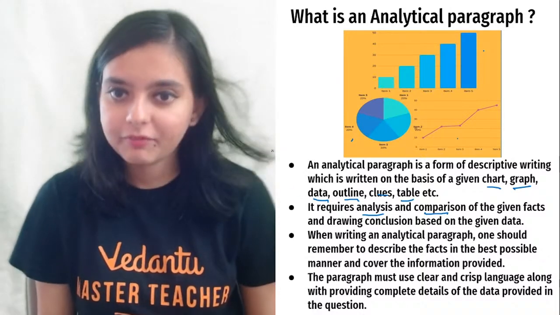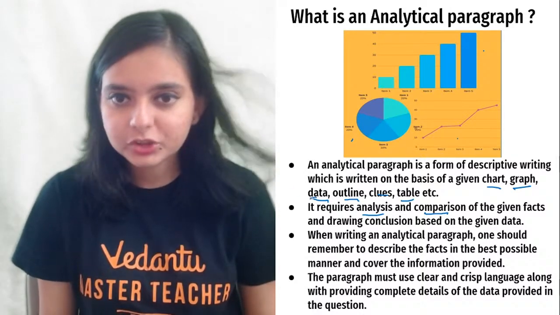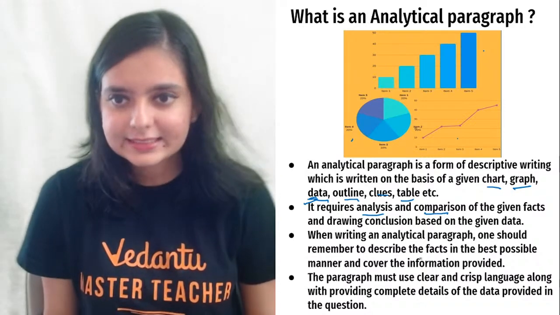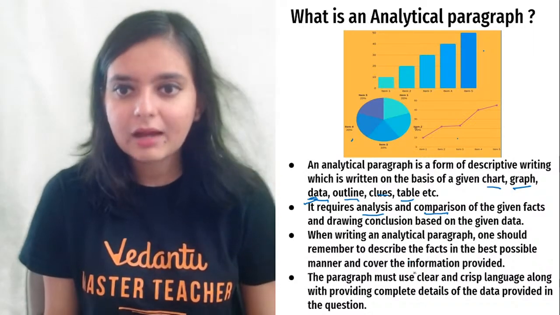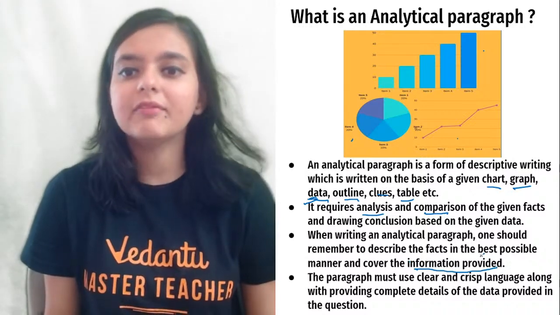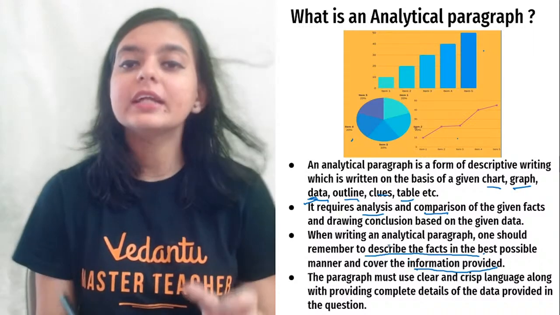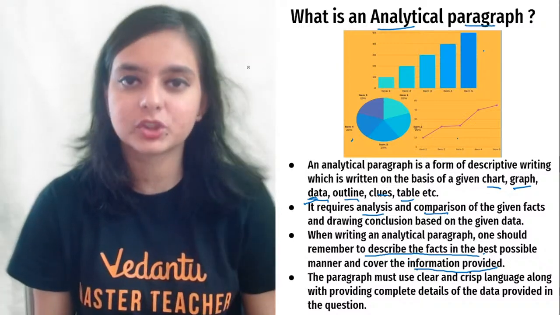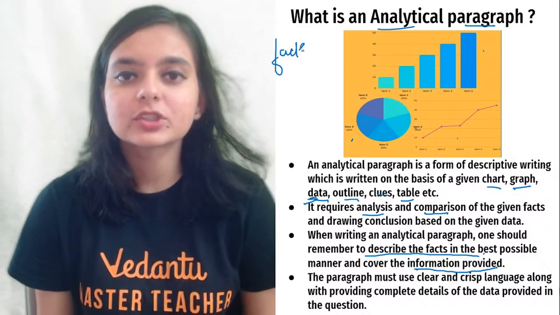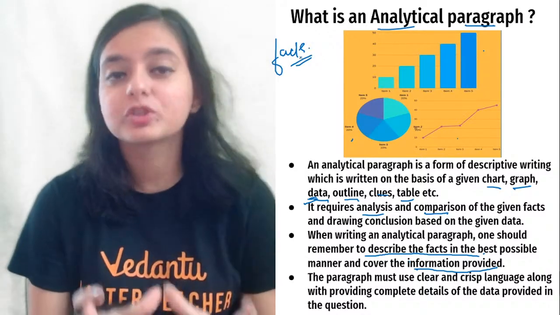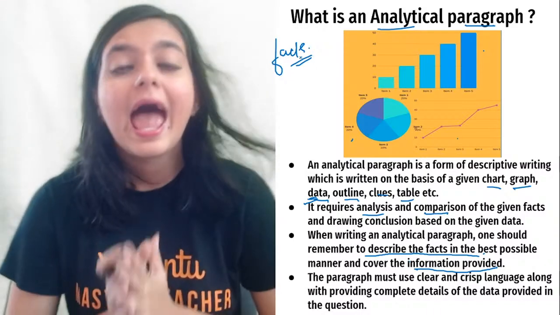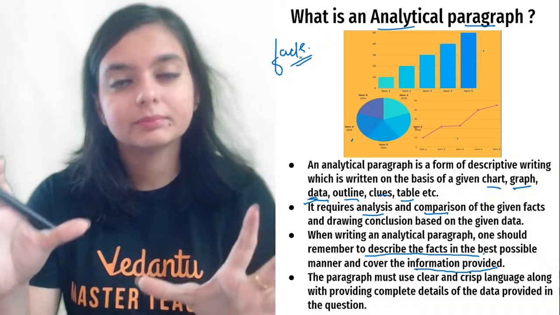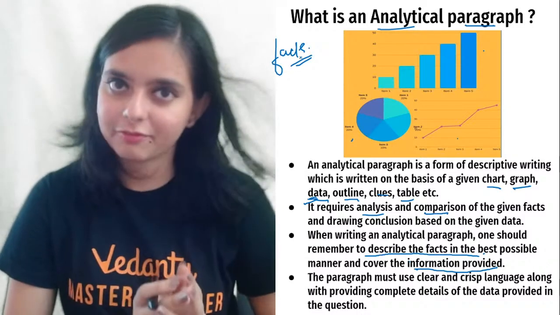So, when writing an analytical paragraph, one should remember to describe the facts in the best possible manner and cover the information provided. Very, very important is that you need to describe, since this analytical paragraph is completely factual. It is completely based on facts. So these facts have to be covered in your paragraph, and you cannot mold these facts. They have to be presented just as they are in the graph, right?